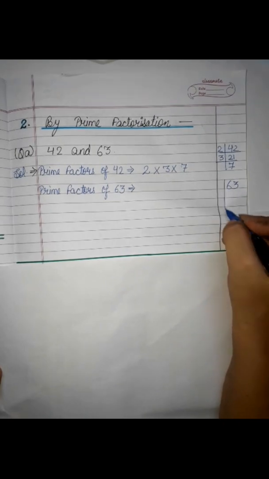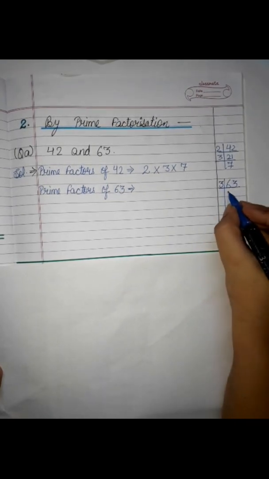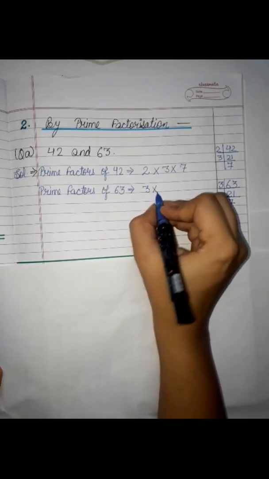Clear? Now for 63 also we will be doing similarly. Now this is not even. We will divide this number by 3. 3 twos are 6, 3 ones are 3. Now again 3 sevens are 21. So the prime factors of 63 are 3 into 3 into 7.